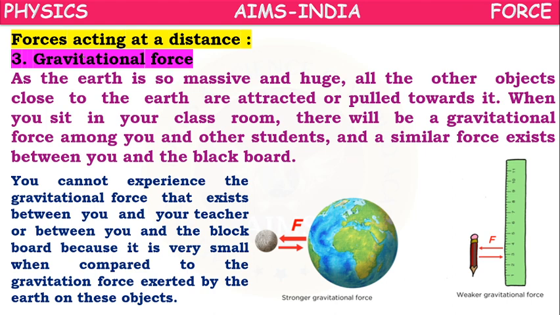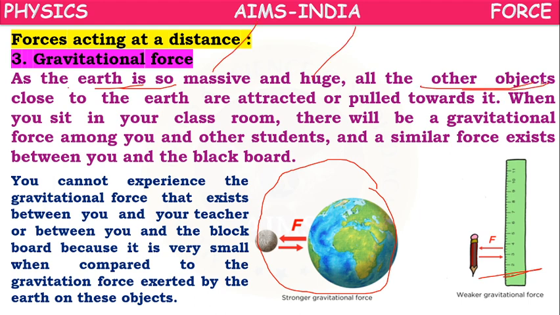But why do we observe only the gravitational force of the earth and not the other forces? The earth is so massive and huge that all the objects close to the earth are attracted and pulled towards it. The earth is very, very big. So that's why when you throw a stone up, you can observe the stone falling.